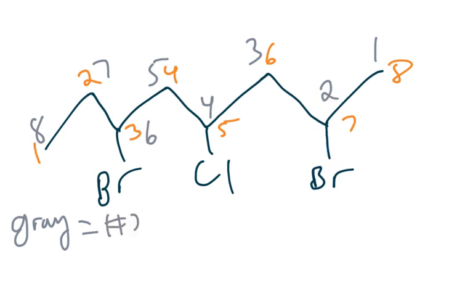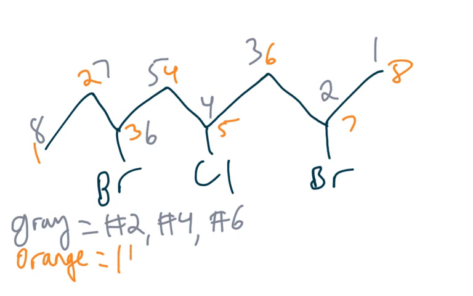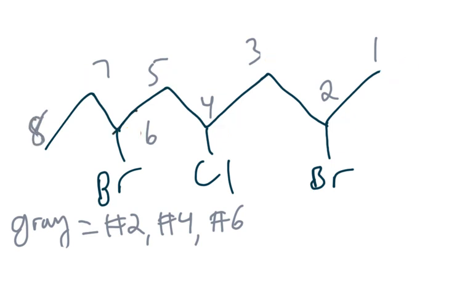So let's write that down. 2, what else? 4 and 6. This is for gray. What about for orange? For orange, we have substituents on carbon 3 and carbon number 5 and carbon number 7. So what numbers do you think are lower overall? 2, 4, and 6, or 3, 5, and 7? Well, the answer is 2, 4, and 6, right? So we can erase the orange numbering and keep the gray numbering, since the gray numbering has the lowest carbon numbers that have substituents on them. So let's go and erase the orange. All right, and now we just go and name the molecule.